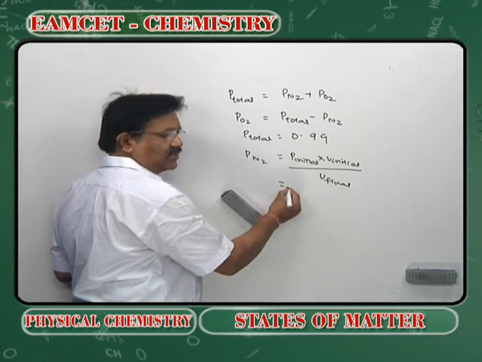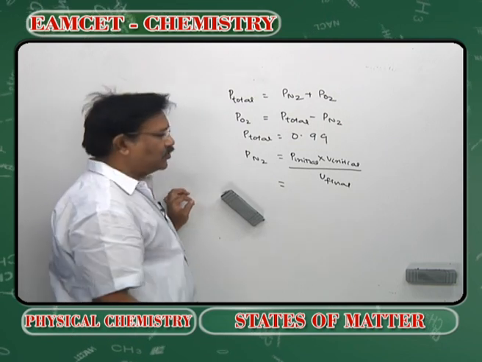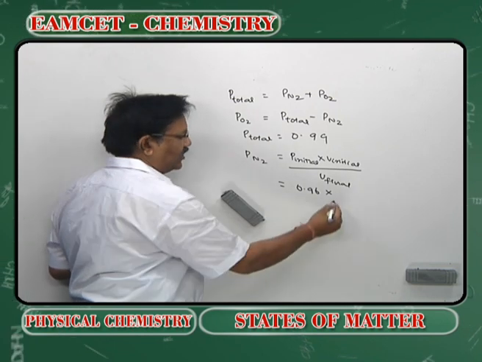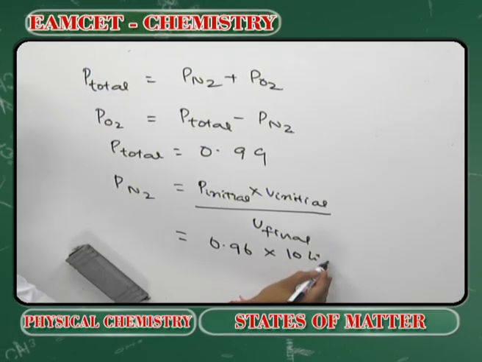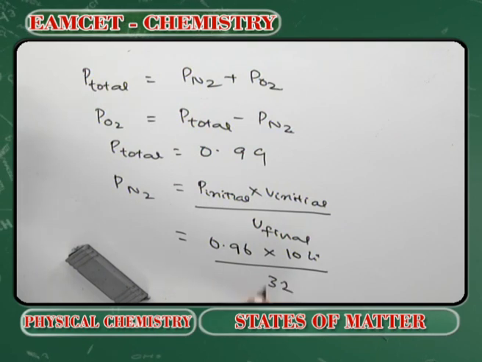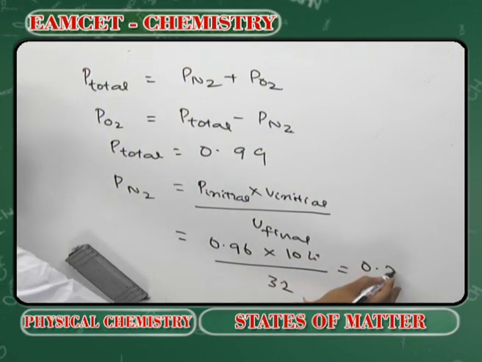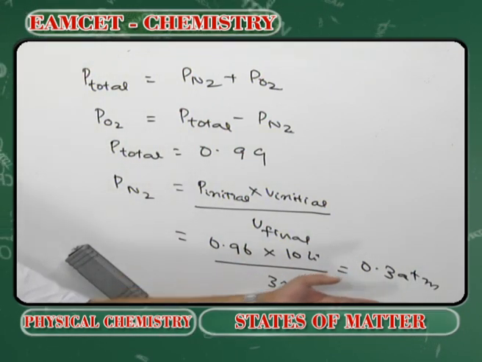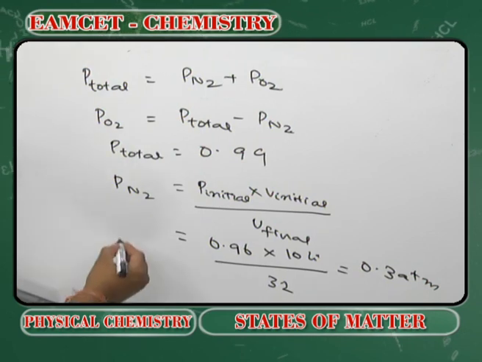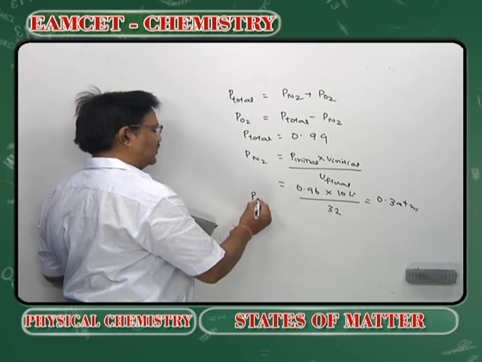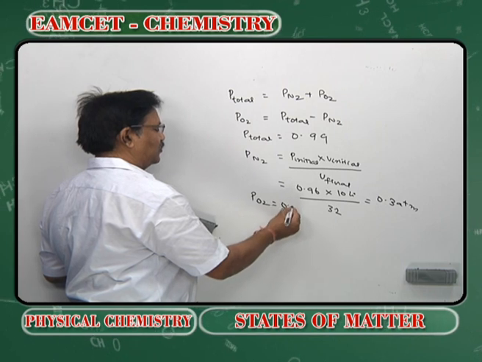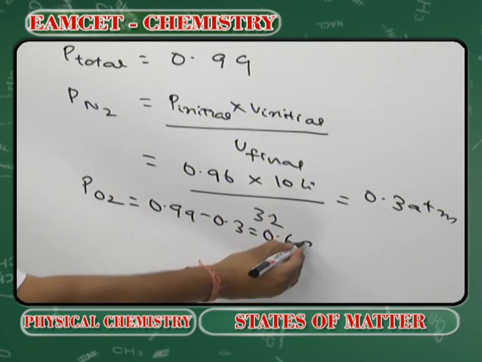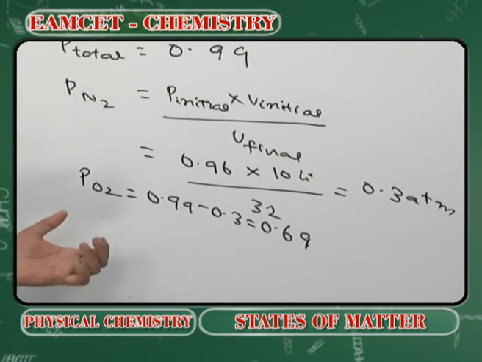What is P initial? 0.96. What is V initial? 10 liters. And what is V final? 32 liters. So it comes to 0.3 atmospheres. Partial pressure of nitrogen comes to 0.3 atmospheres. Then partial pressure of the oxygen will be equal to 0.99 minus 0.3, which is equal to 0.69. Option 1 is the answer.